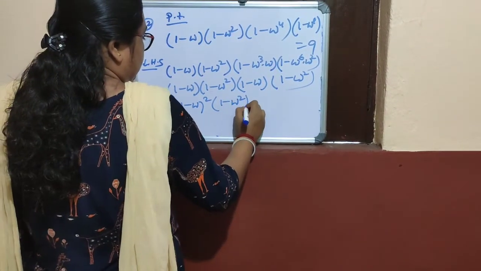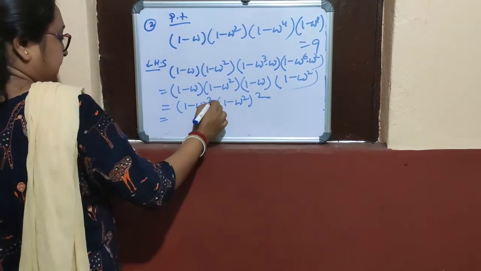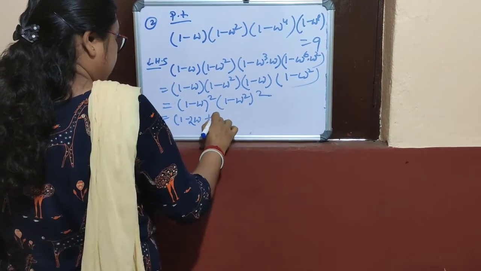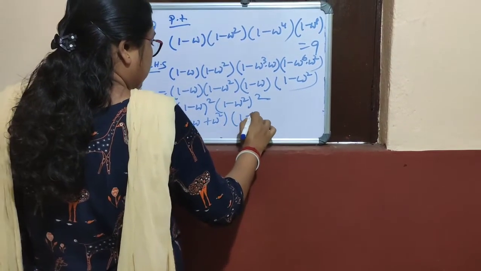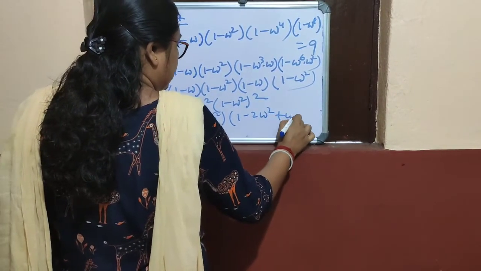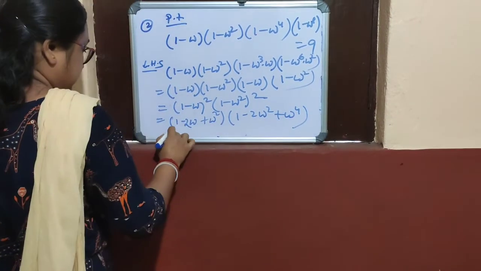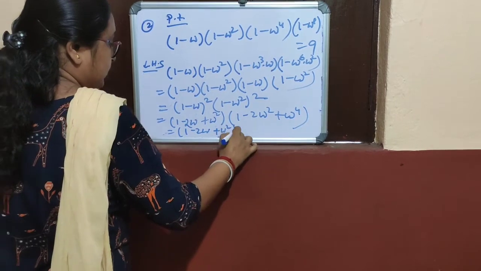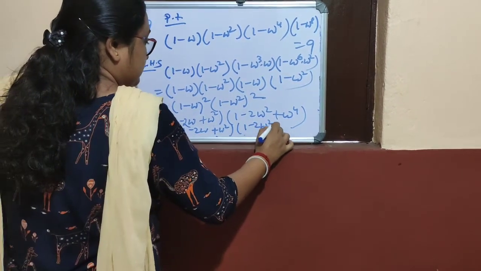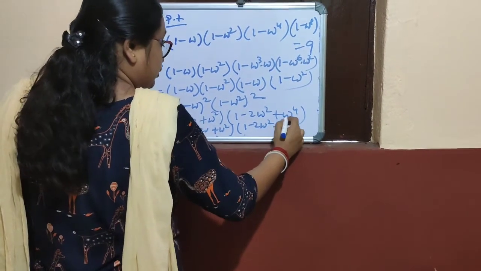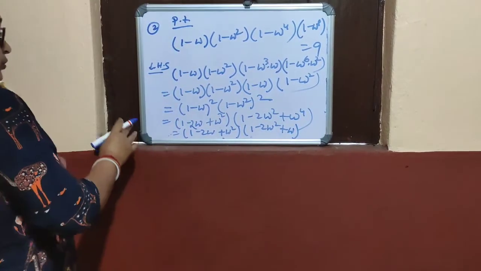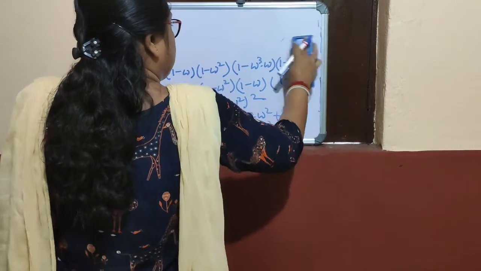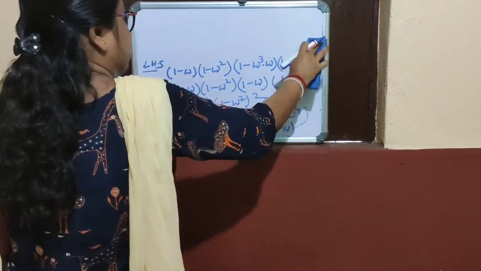This is (1 minus omega) whole square, and (1 minus omega square) whole square. Using (a minus b) whole square: 1 minus 2 omega plus omega square, and 1 minus 2 omega square plus omega to the power 4. This is equal to 1 minus 2 omega plus omega square, and 1 minus 2 omega square plus omega to the power 4, which means omega cube into omega, only you write omega. Now calculate and find the result.